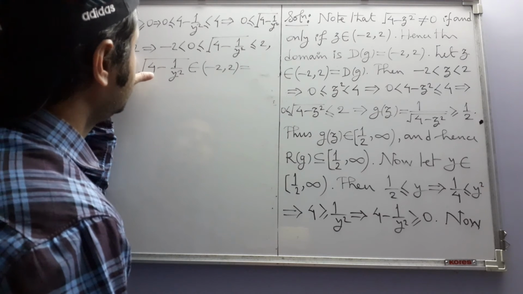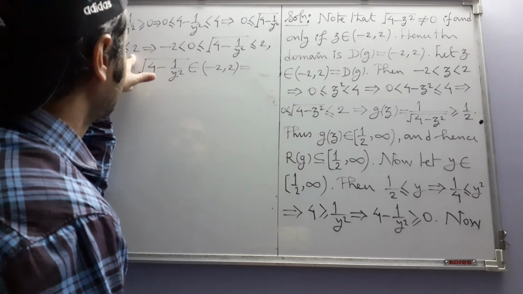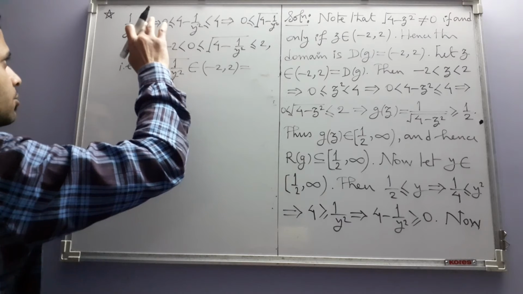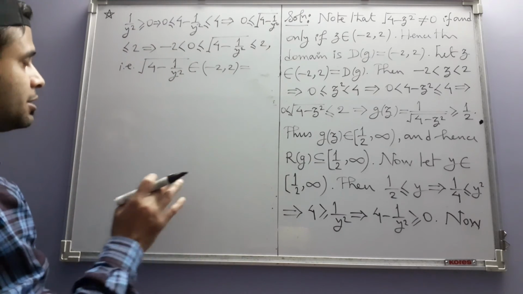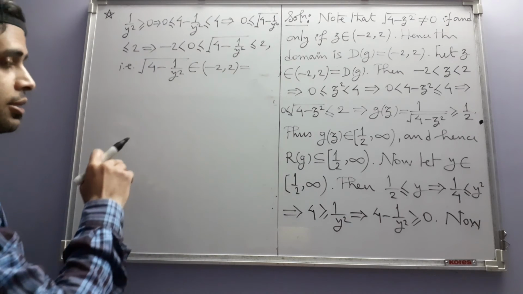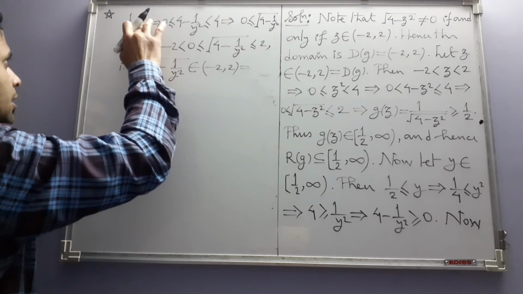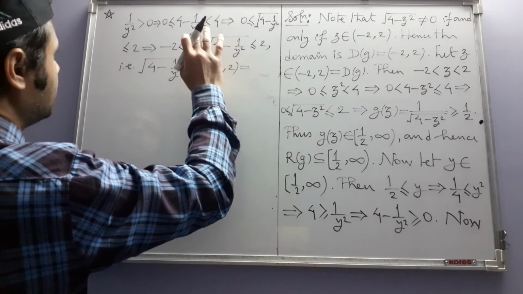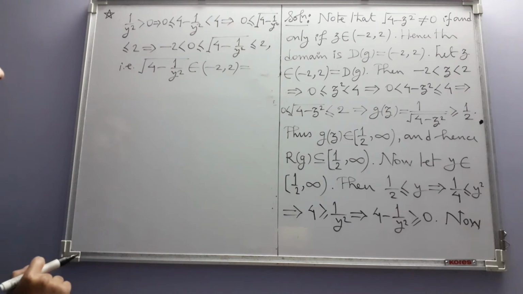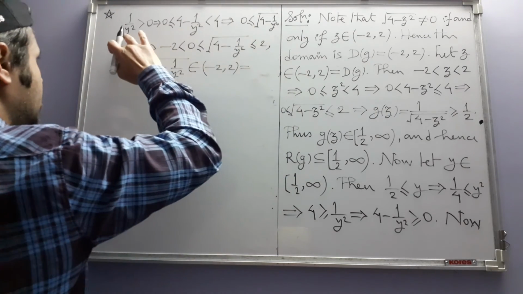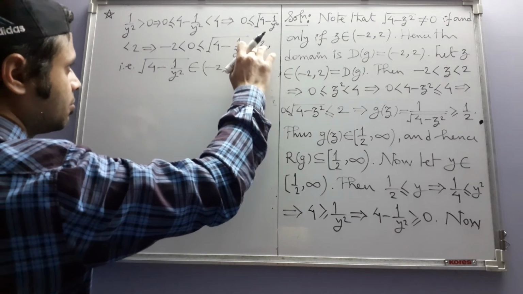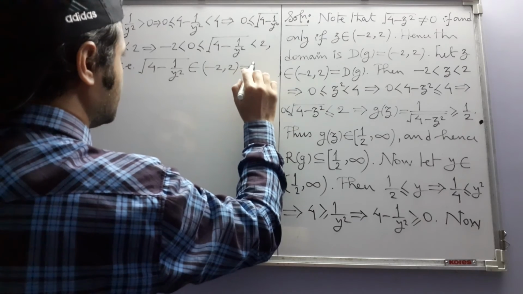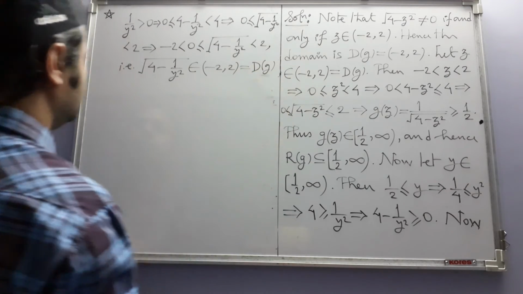Can we have equality here? No, we cannot have, because you see 1 over y squared, of course it's non-negative, but more specifically it is positive. 1 over y squared is never equal to 0. So we have strict inequality here, and because of that we have strict inequality here, so that's why this is less than 2. Okay, and this is the domain of g.